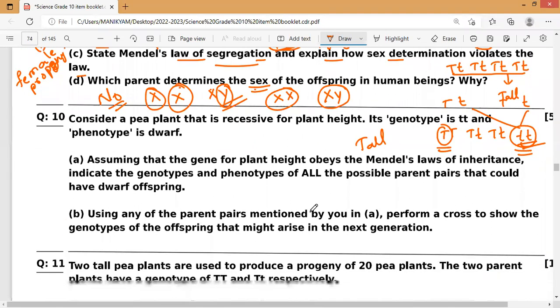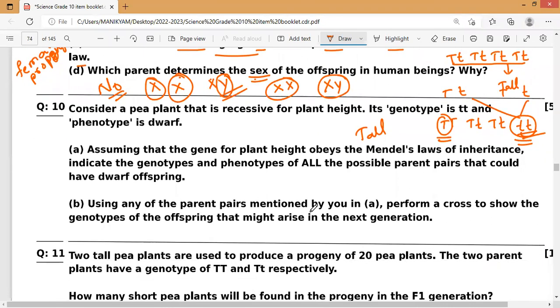Understand, everybody? So that is what you have to write. Next question. Consider a pea plant that is recessive for plant height. Its genotype is small t and small t, and phenotype is dwarf. Just now we are studying.